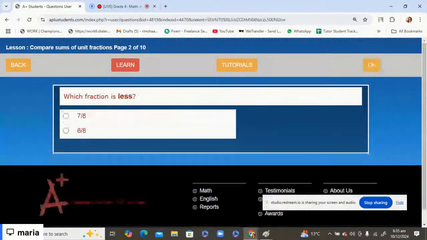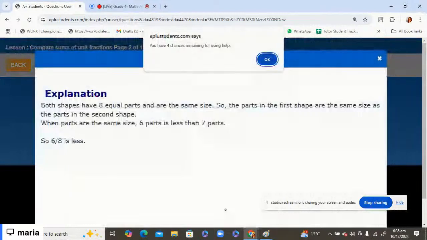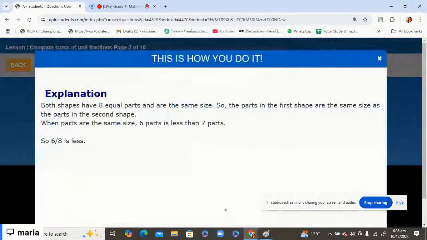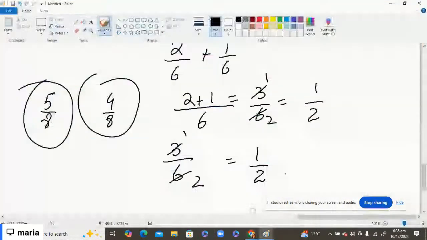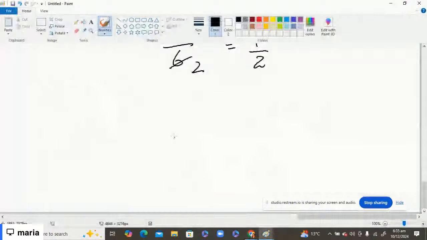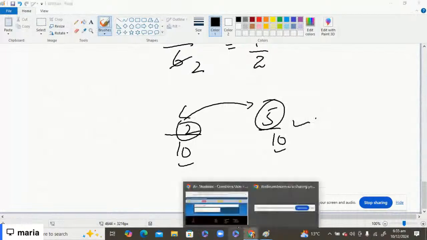Which fraction is less? 7 by 8 or 6 by 8? As we know, look at here. I'm just going to tell you that if their denominators are same, for example, here is 10 and here is 10, and here is 2 and here is 5. This 10 and 10 is same, so you only check the top numbers. If the top number is greater, it means that this one is greater. If the top number is less, it means that it is the lesser fraction.